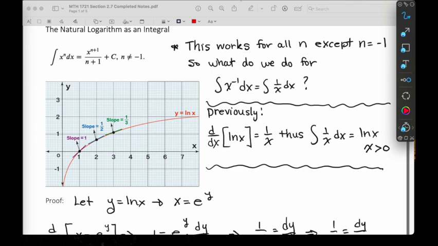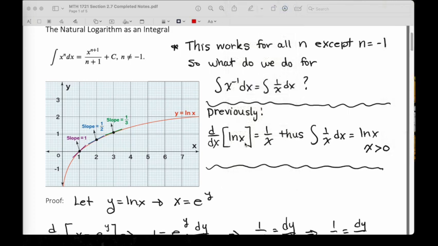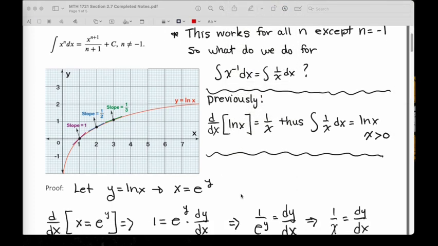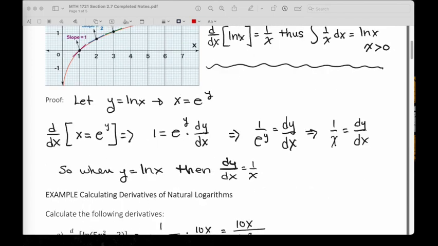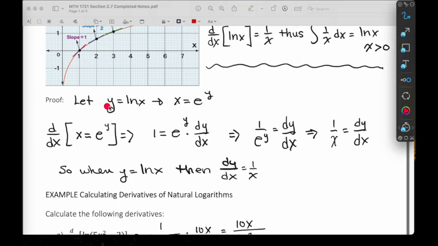However, now I'm going to do a little bit more than just giving you the rule. We're going to actually prove it. And we use implicit differentiation for this. So I want to take the derivative of the natural log of x and show you that it is 1 over x. So I'm going to say let y be the natural log of x, and then using exponential form, we can rewrite this as x is equal to e to the y.